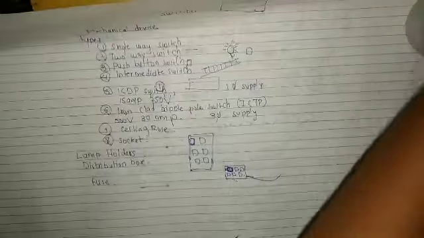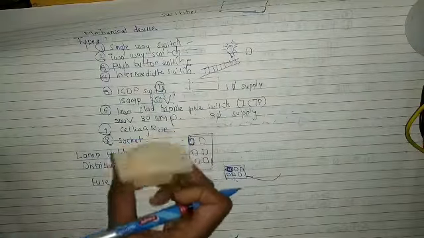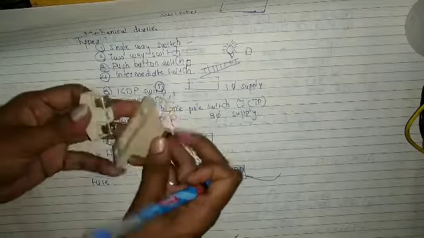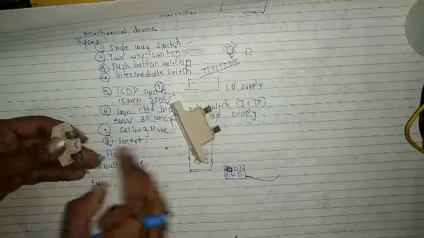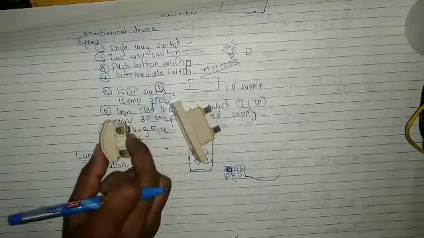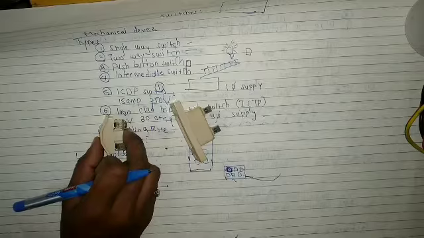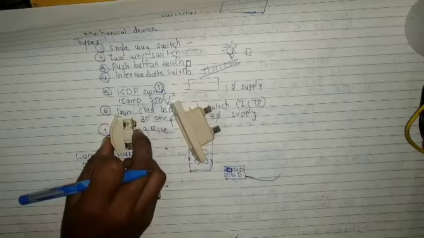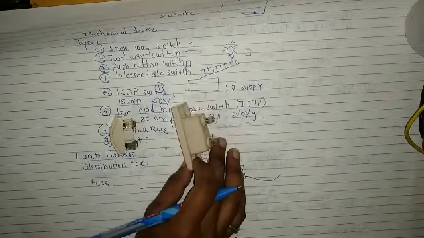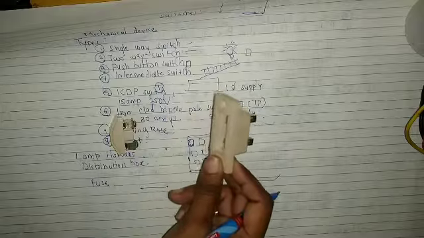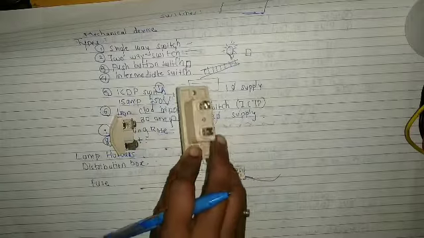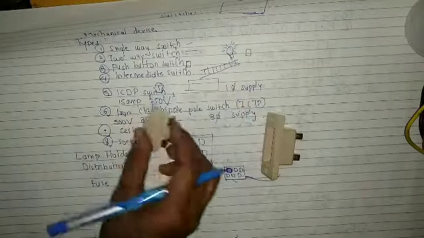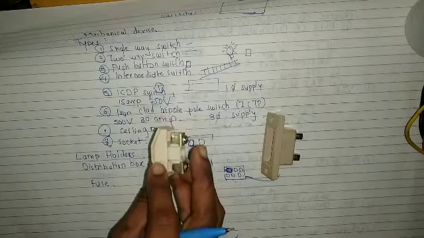Okay, so I have a fuse. So this is the fuse. This is the base, and this is the fuse wire carrier. The kitkat carrier carries the fuse wire and contacts. So incoming and outgoing lines are connected to the base. So this is the base, right? Incoming and outgoing lines are connected to the base. Okay, and this is the kitkat carrier, which carries the fuse wire and contacts.